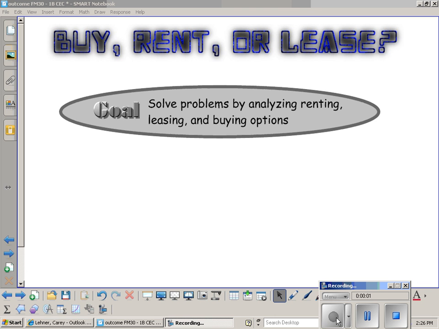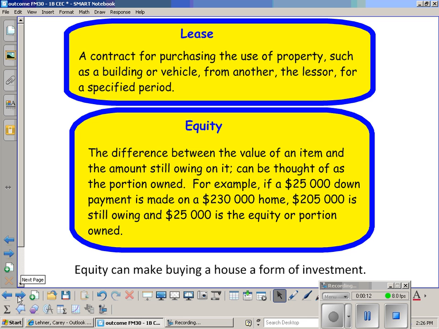In this lesson, we are going to look at the difference between buying, renting, or leasing. We're going to solve some problems by analyzing renting, leasing, and buying options. A lease is a contract for purchasing the use of property, such as a building or vehicle, from another, the lessor, for a specified period.